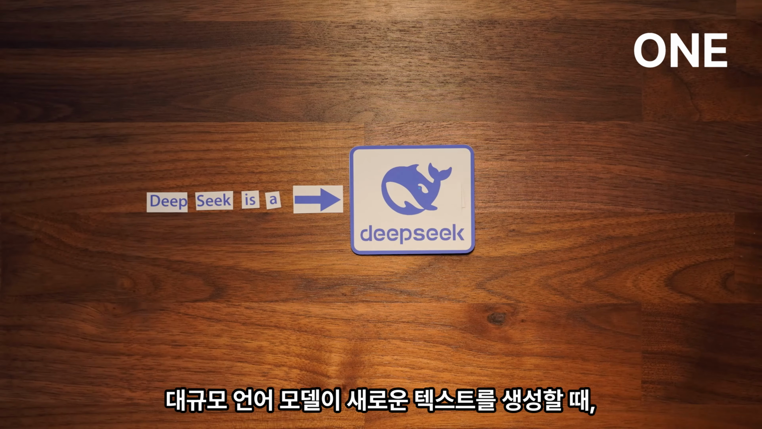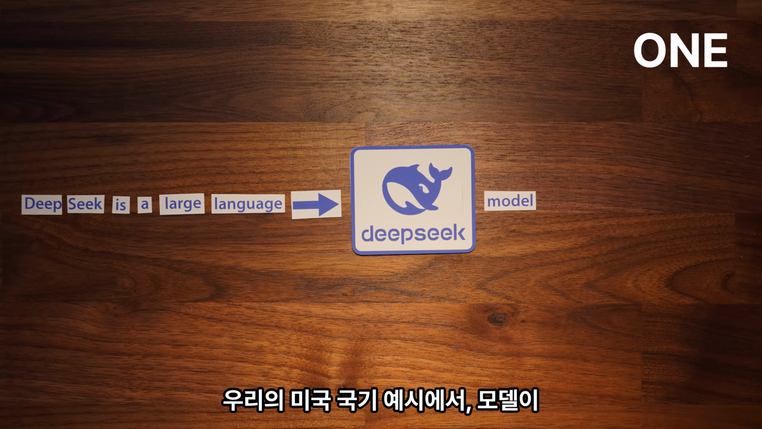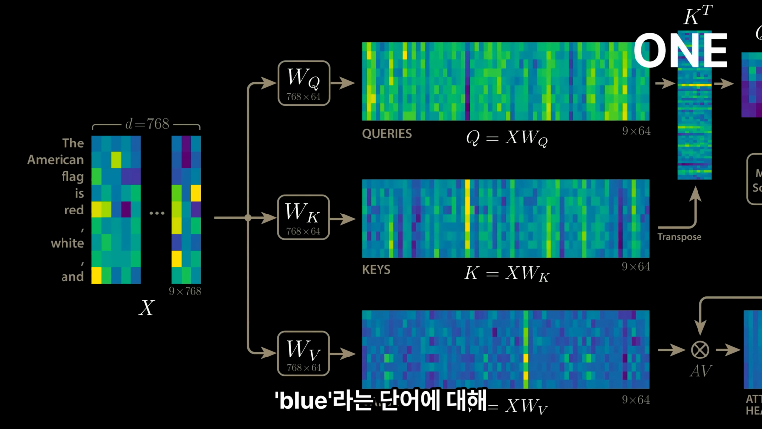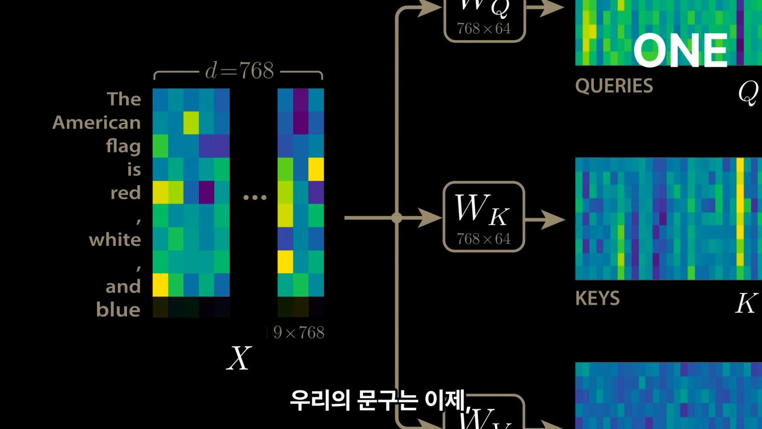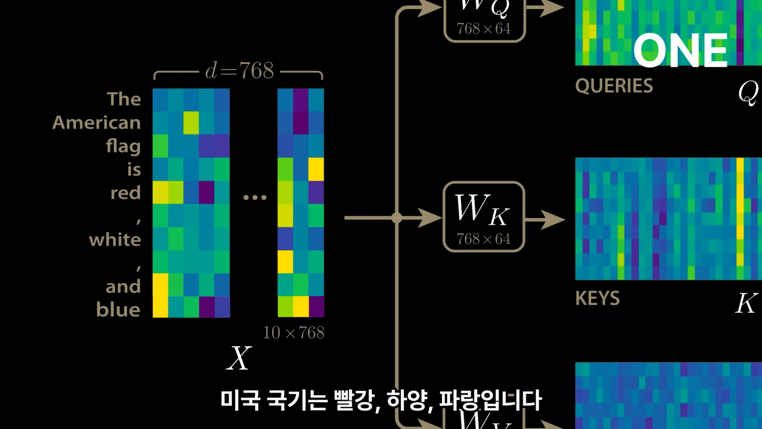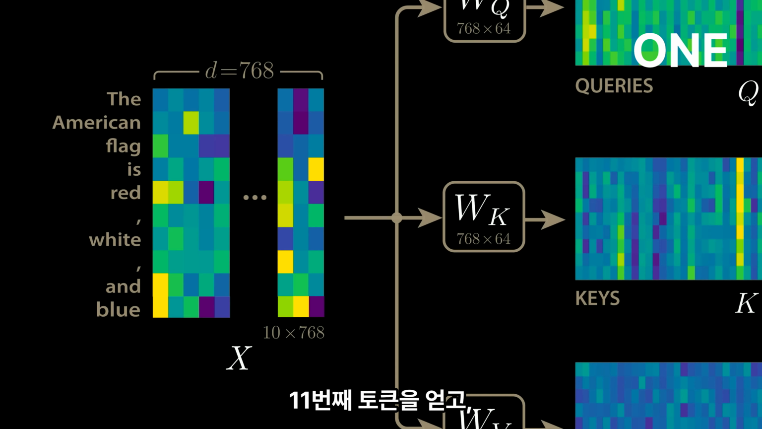As large language models generate new text, a single token at a time, the attention patterns themselves don't actually change that much. In our American flag example, let's say the model generates a new token for the word blue. Our phrase is now, the American flag is red, white, and blue. To see what the model says next, we now pass this new 10 token input back into the model to get the 11th token, and so on.